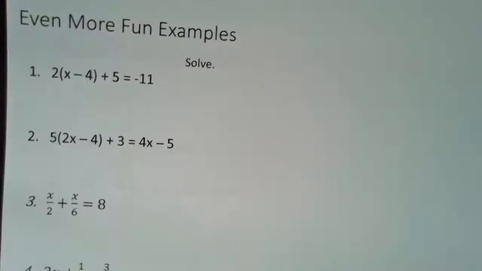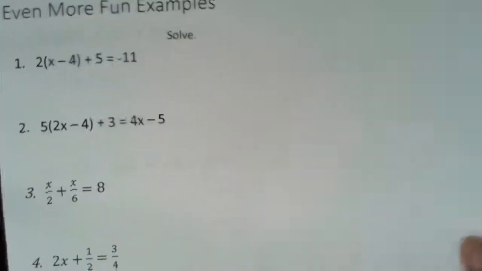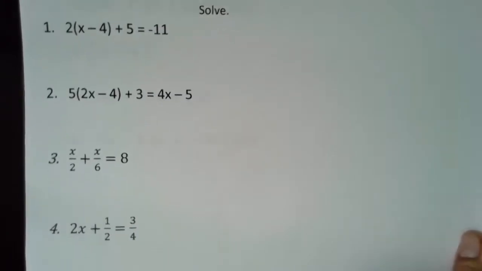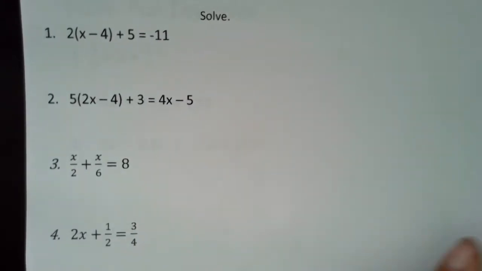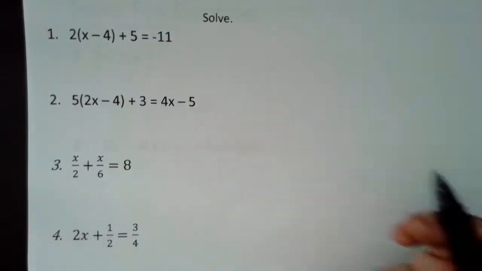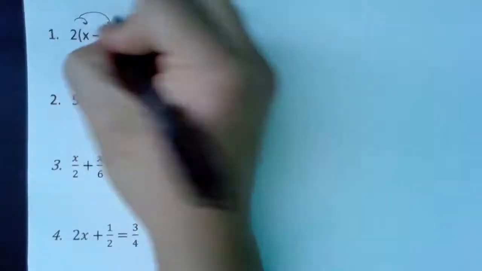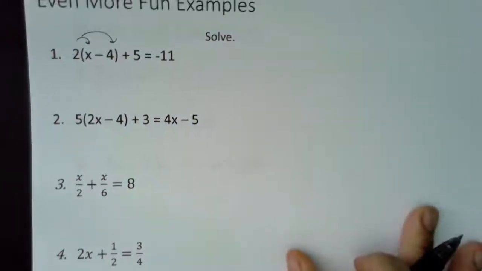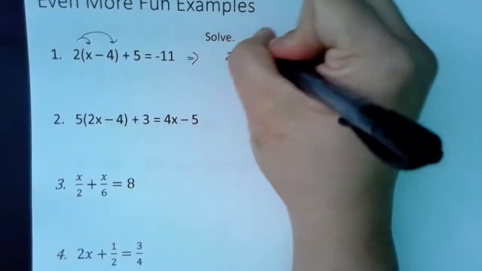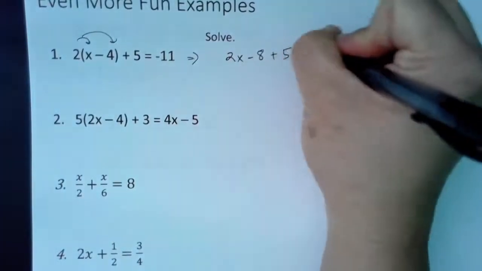So let's do some even more fun examples. Where would we be without super fun examples? Okay, so here's the first three. So we have 2 times the quantity x minus 4 plus 5. So first thing we're going to go ahead and do the distributive property. So that becomes 2x minus 8 plus 5 is equal to negative 11.